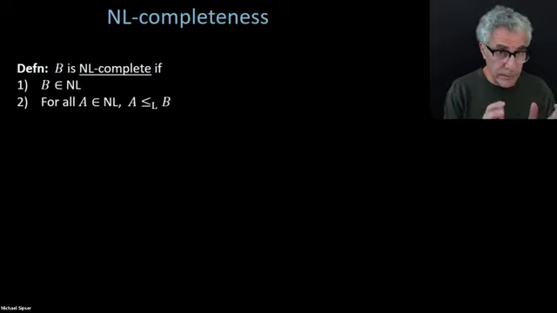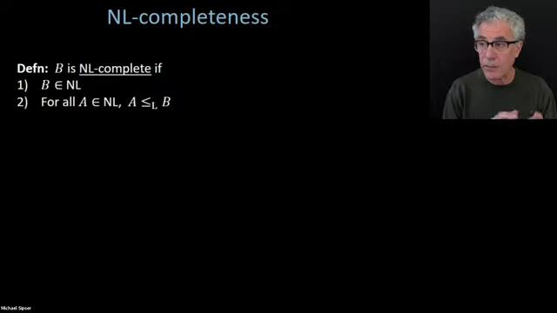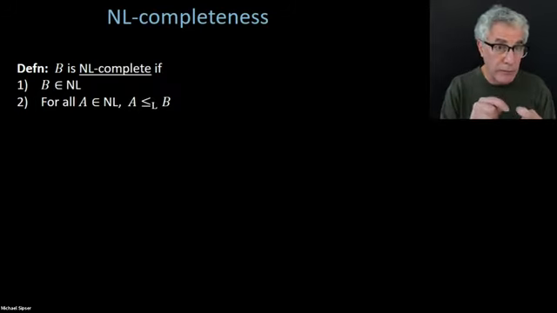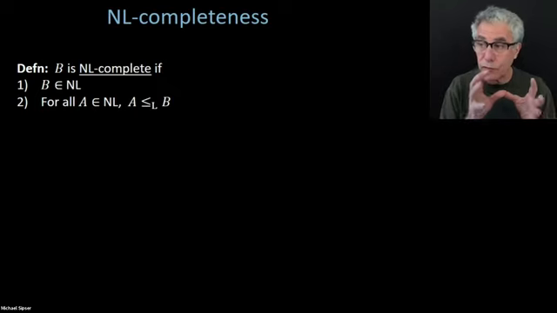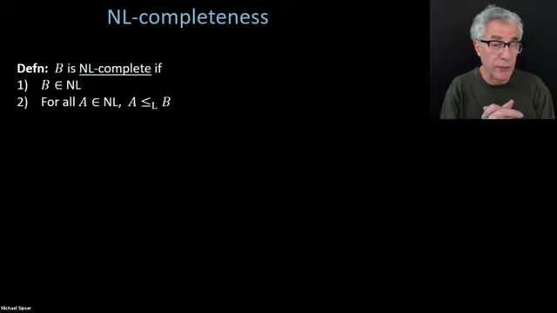Because if you remember, NL is a subset of P. So all NL languages are languages in P. And if we use polynomial time reducibility, all languages in P are reducible to each other. We need a notion of reducibility which is weaker than the class. Polynomial time reducibility would not work here, because everything would become NL complete, because everything is reducible to each other. So we need a weaker notion. We're going to use log space reducibility, which we have to define.